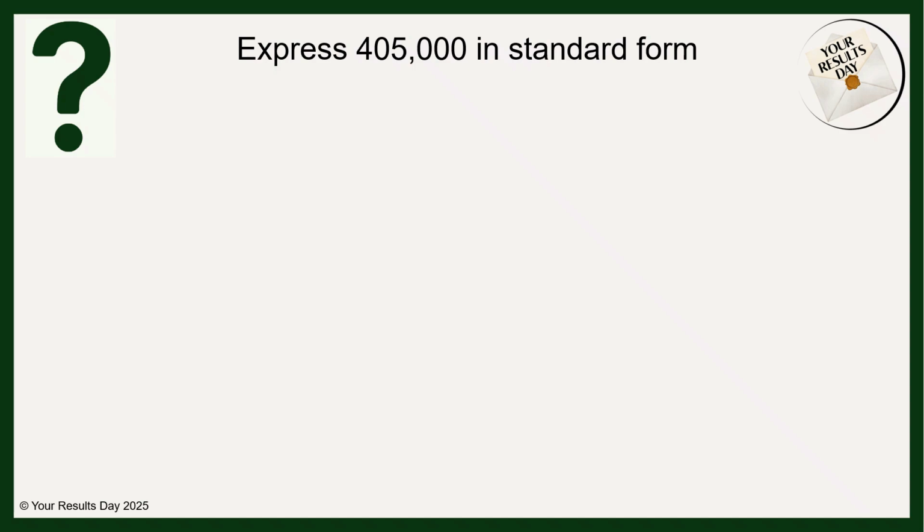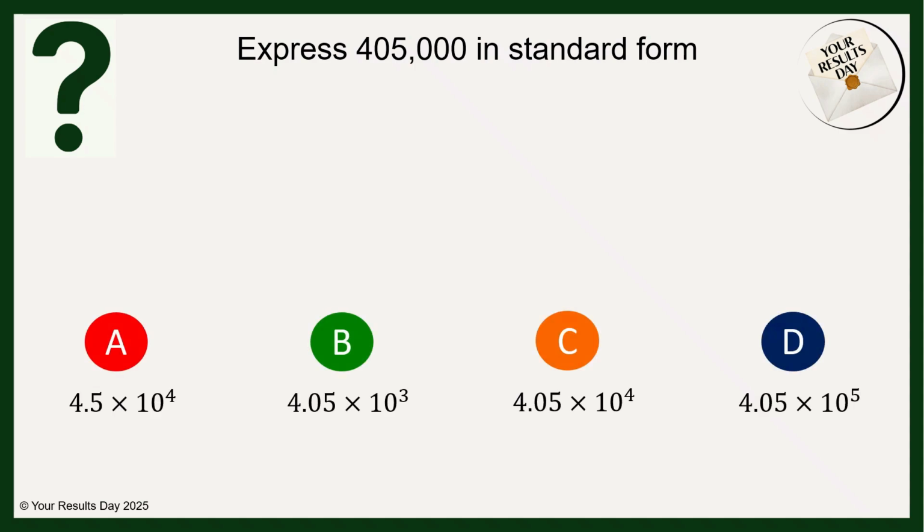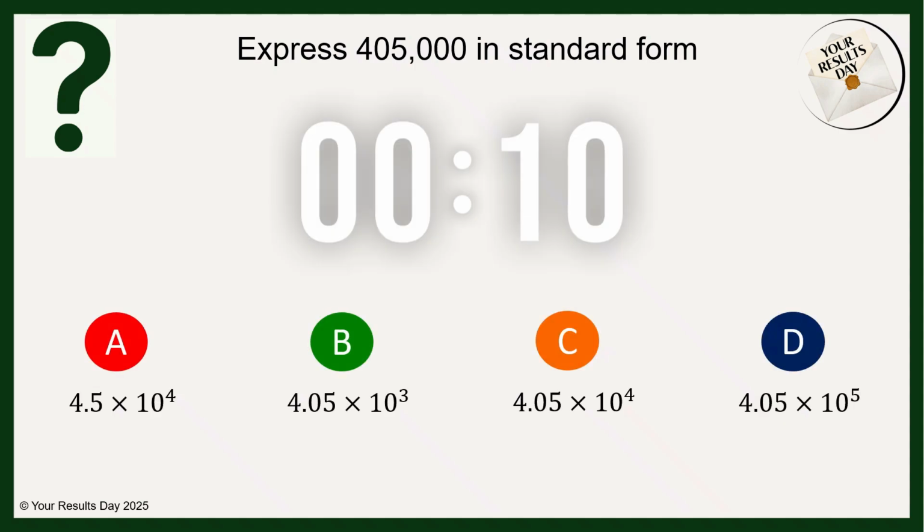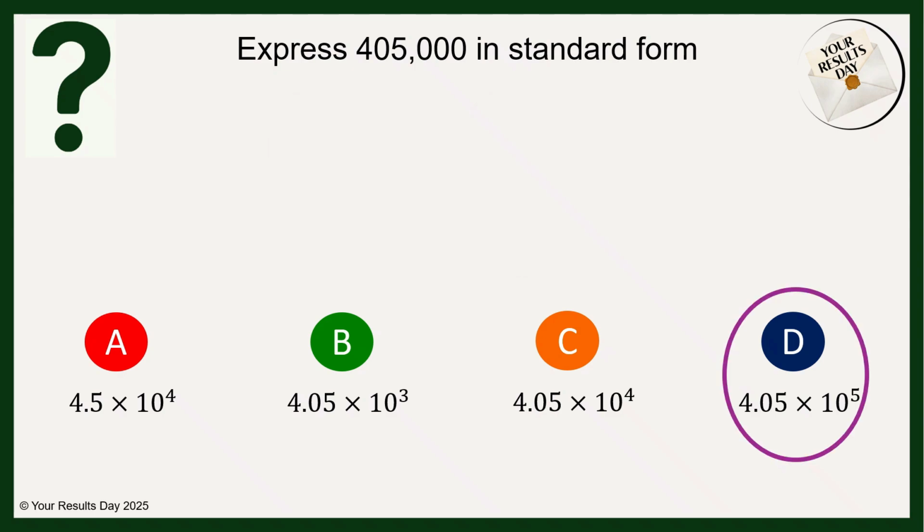And now on to some multiple choice questions. I will put a 10-second timer on the screen for each one. However, if timers don't work for you, feel free to ignore it and just pause the video and hit play when you're ready to see each answer. We've got express 405,000 in standard form. Here are your options. And the answer to that one was D, 4.05 times 10 to the power of 5.